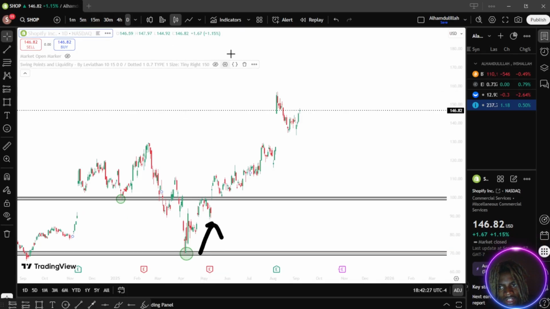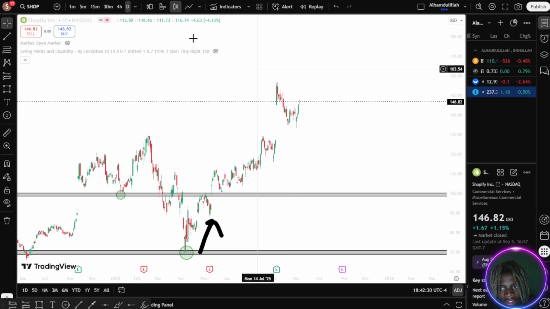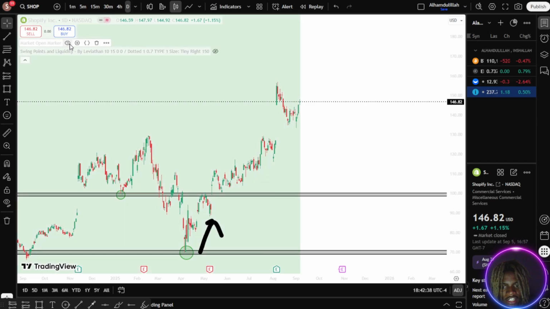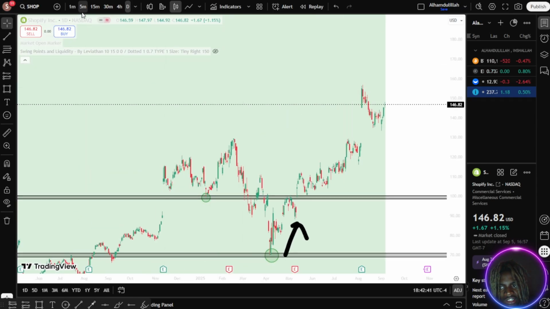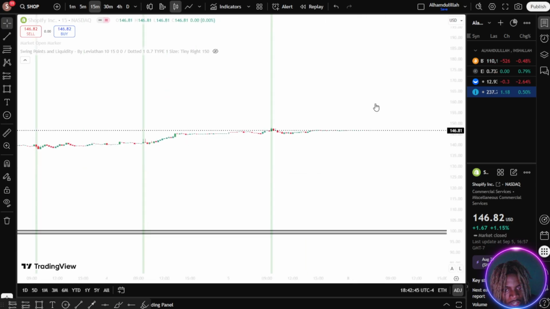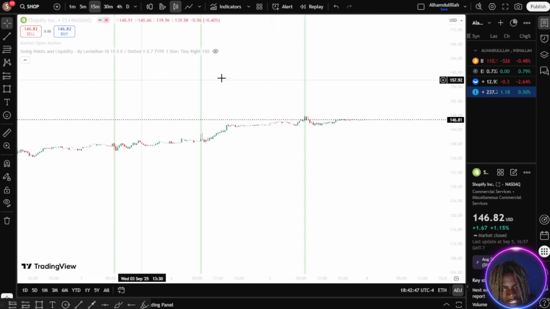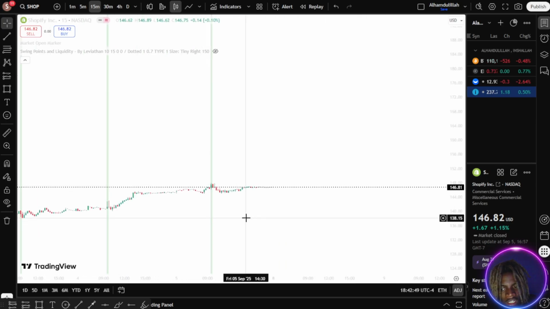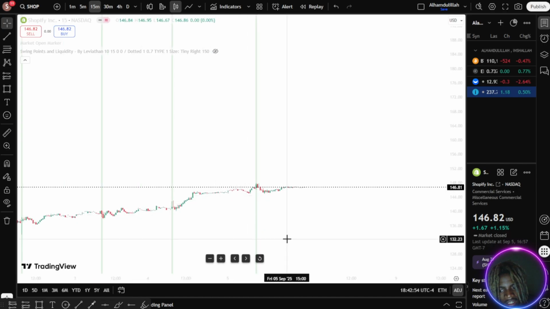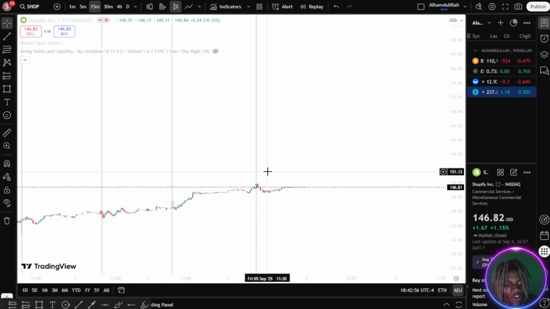So let's talk about it. For stocks, what we're going to do is go to indicators at the top, and let's turn on Market Open Marker by ChartMaker. What this is going to do is put green lines on the screen. And I'm going to go to my 15-minute, and this is just for my stock traders. My crypto traders, you guys cannot do this. Crypto's open 24/7. But for my stock traders, this is how you find break and retest day trades.